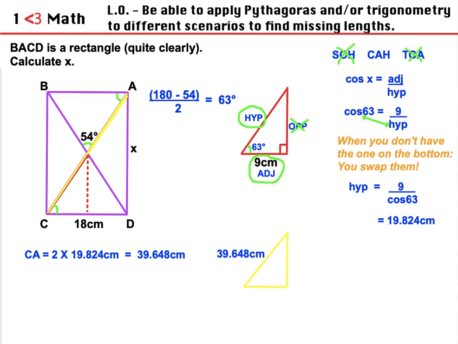So now I've got this right-angled triangle where I've got two sides. Now obviously when you've got two sides, to find the other side, it becomes a Pythagoras problem. So I'm going to label the sides C, B, A. C is the hypotenuse, A and B are interchangeable. I'm going to write down Pythagoras' theorem, A squared plus B squared equals C squared, and I'm going to substitute in the values. So I've got 18 squared plus B squared equals 39.648 squared.